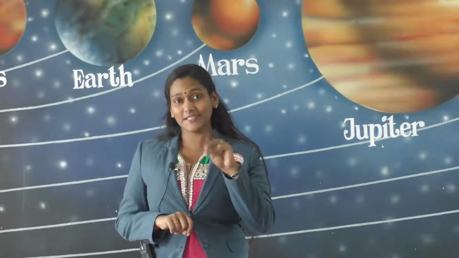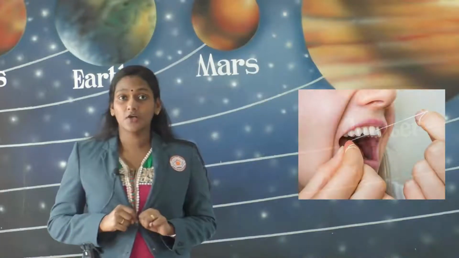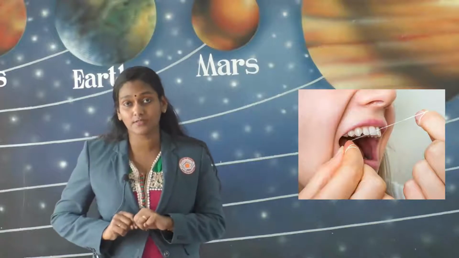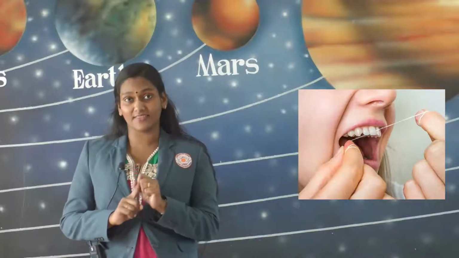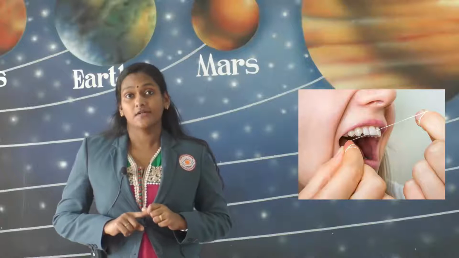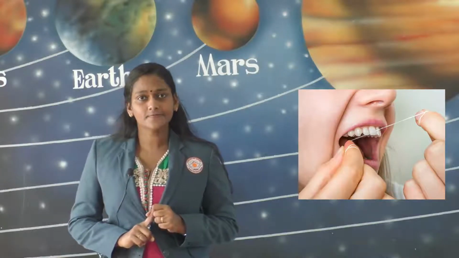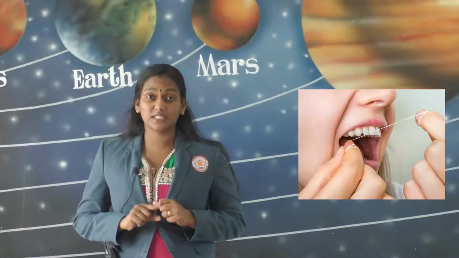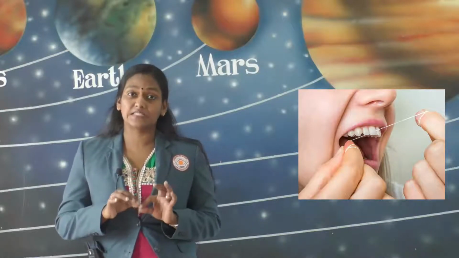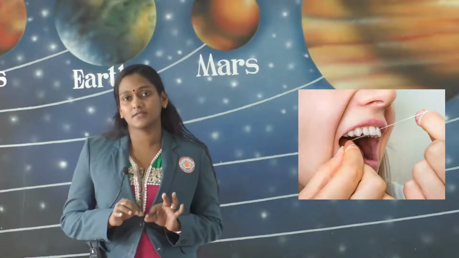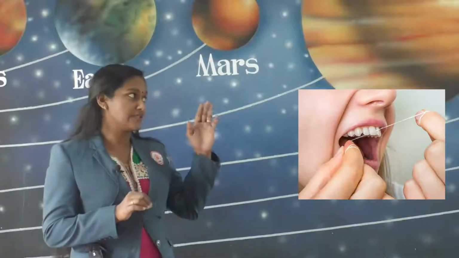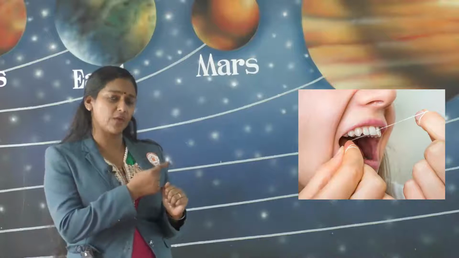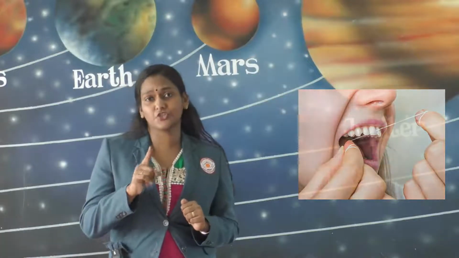Then the third one, the next way to protect our teeth is to use dental floss. You should always use floss to clean the spaces between the teeth. So children, what is actually a floss? Floss is a smooth thread made of a silky material. Here we can see the picture of a floss. It is available in every medical shop.